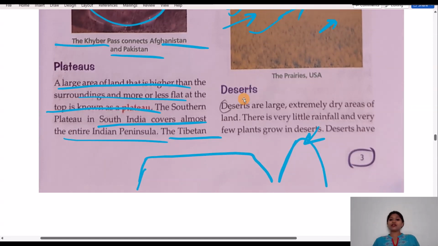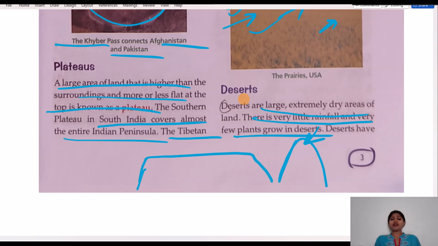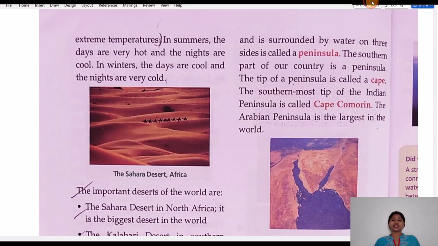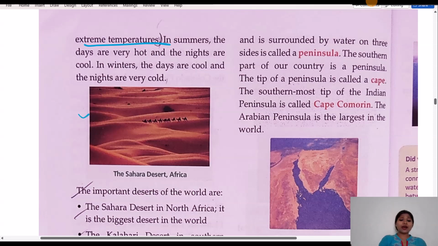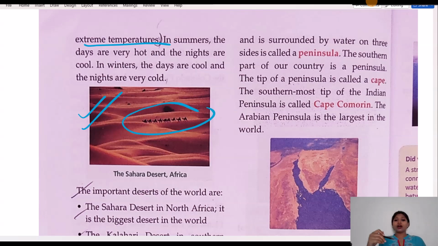Then desert, we know children, the desert are large, extremely dry. We know the dry area of the land, there is very little rainfall and very few plants grow in a desert. Desert have extreme temperature. तो क्या बोलते हैं, ये जो हमारा जो डेजर्ट है, यू कैन सी हियर मोस्ट ऑफ द फॉर द ट्रैवलिंग पर्पस और for the transportation they are using the camel.